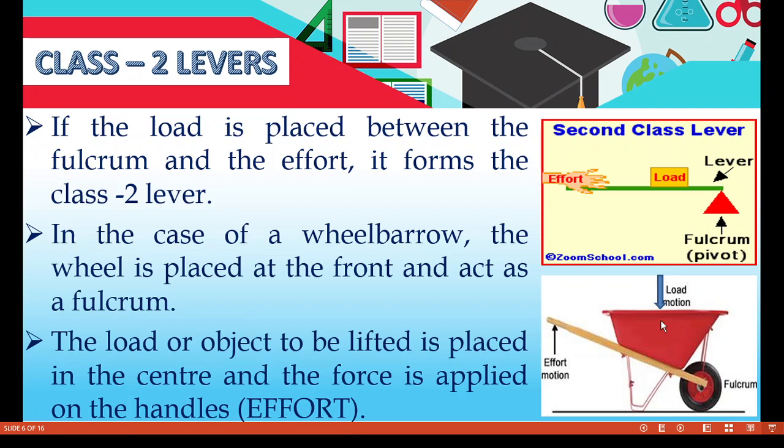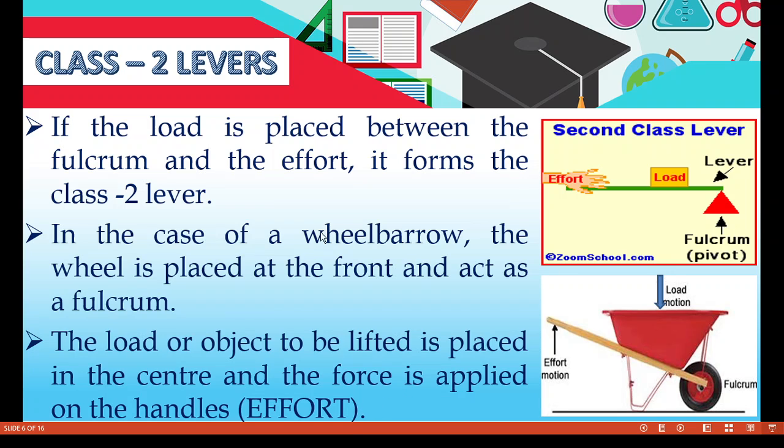So here the load is placed at the center, and the force that is opposite to the direction of the load, the effort, will always be in the opposite direction in the case of class 2 levers. So in order to lift this load, the effort, that is the external force, is applied in the upward direction. This external force applied in the upward direction is called effort.